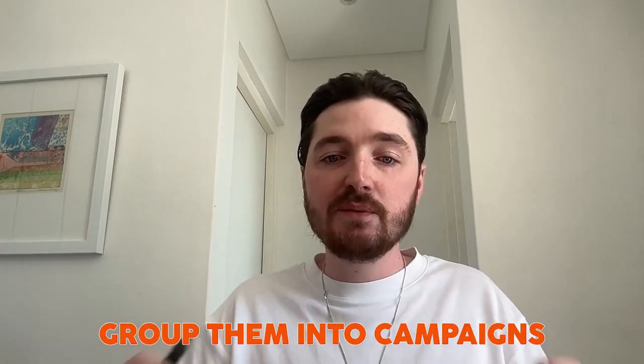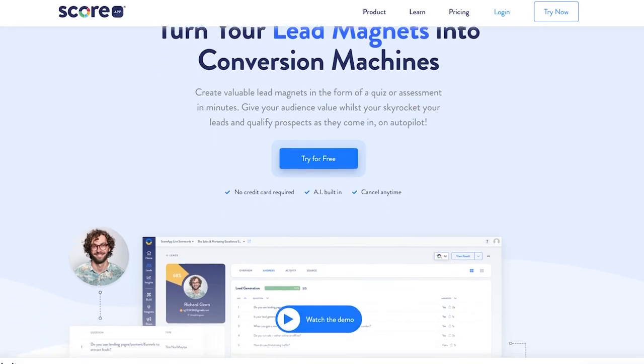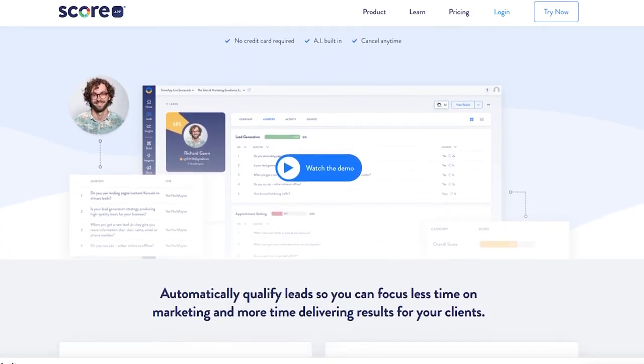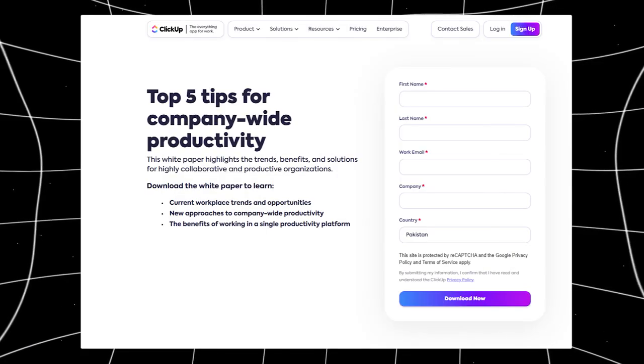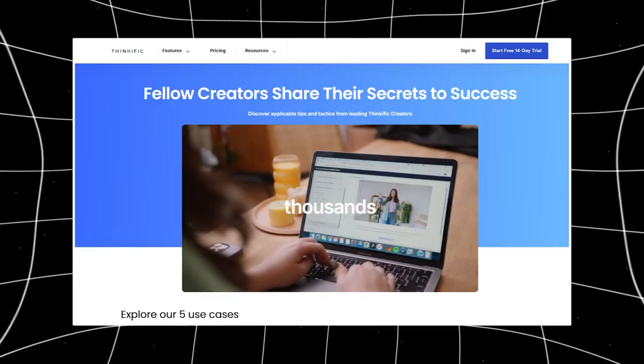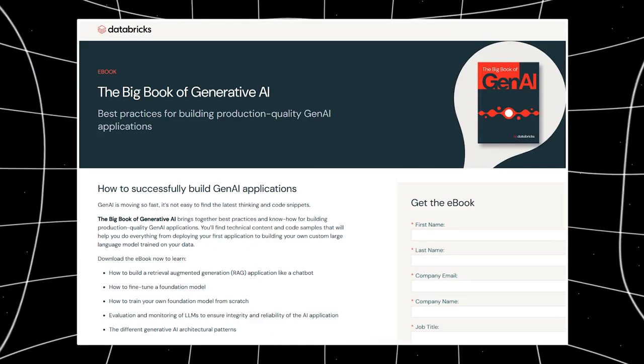So what we do is we understand these keywords, we group them into campaigns, and then we work very closely with the client to create valuable lead magnets. This can vary industry by industry. It could be a series of white papers that pop up on a blog post. It could be direct into live webinars. It could be case studies. It could be actionable guides.